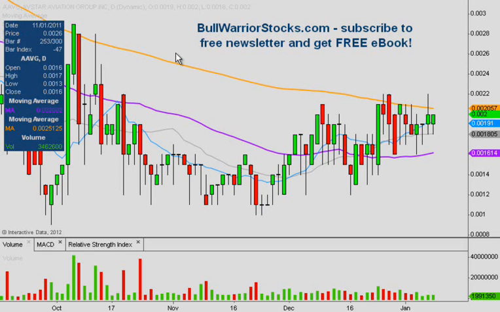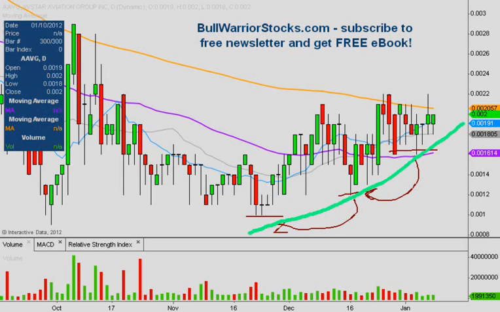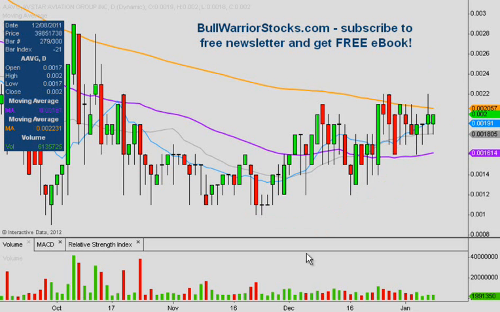So here is the AAVG daily chart, and what caught my eye on this one was a pretty interesting little setup taking place. In the short term, we have a nice little uptrend going on. If you look at where these lows have been put in, clearly this low is higher than that one, higher than that one. So when it comes time to draw the uptrend line, we can connect those and very clearly draw that uptrend line.